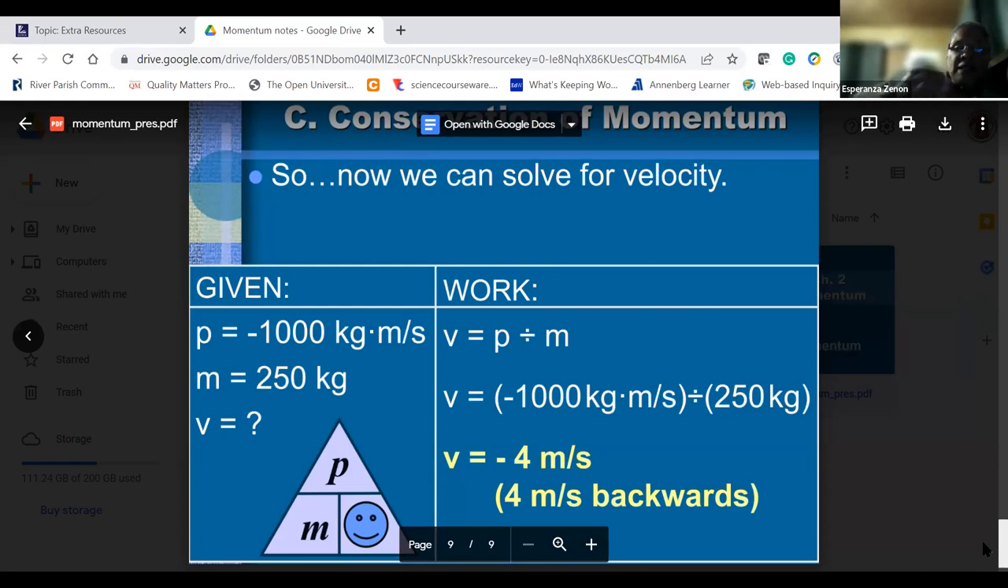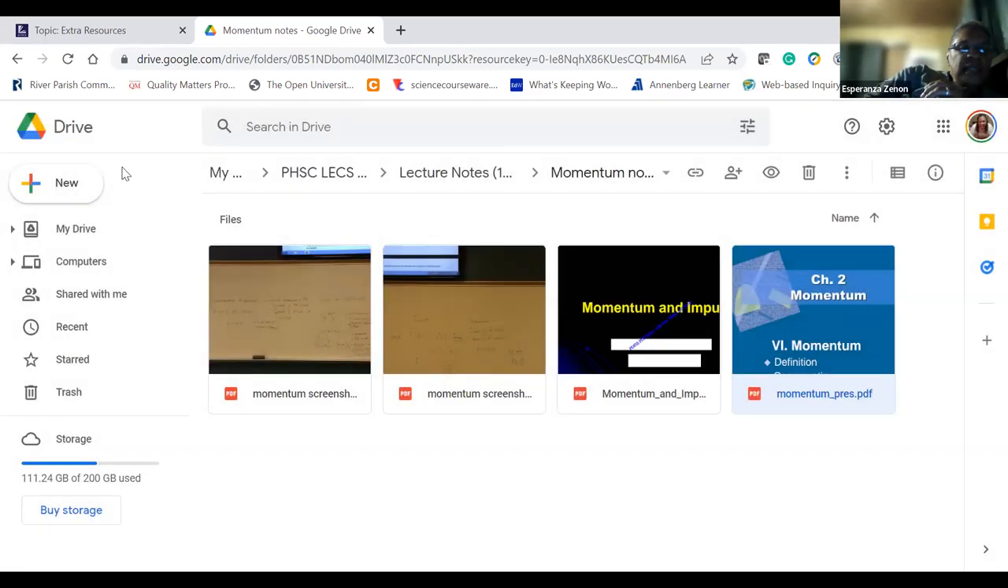But you see, I was able to analyze this motion only because I knew that momentum was conserved, okay? So those are some nice examples.